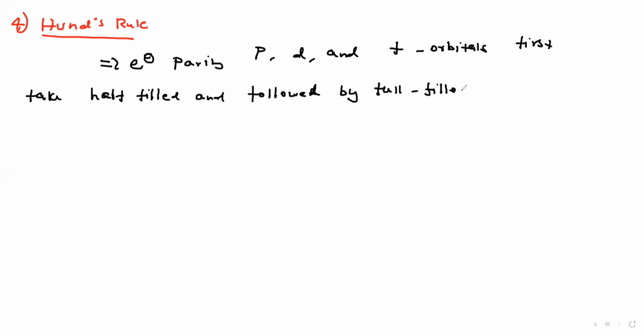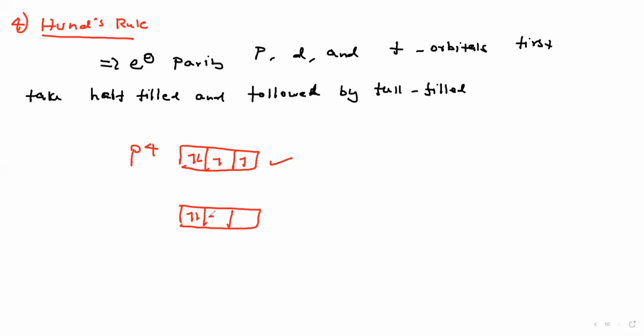See, simple. In the case of p4 configuration, I'm going to fill the electrons. This is a p orbital. First I do half-fill, right? How can I fill the electrons? This is p3, and for p4, first I fill singly: 1, 2, 3 and 4. This is the correct representation. If I write it the other way for 4p, this is completely wrong, because first you have to half-fill, then go forward to further filling.